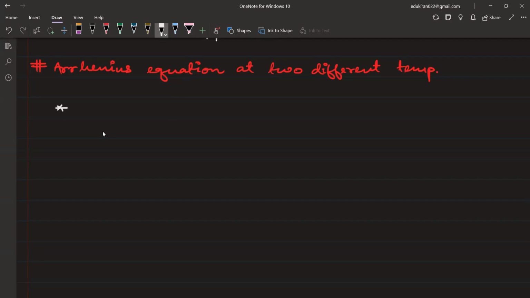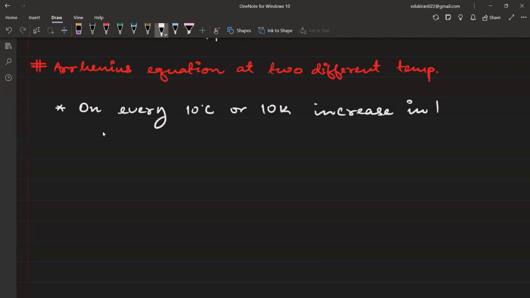So one point that we are going to write is that for every 10 degrees Celsius or 10 Kelvin increase in temperature, the rate constant becomes double. First point you will write: on every 10 degrees Celsius or 10K increase in temperature, the rate of reaction doubles. Okay. Next point.